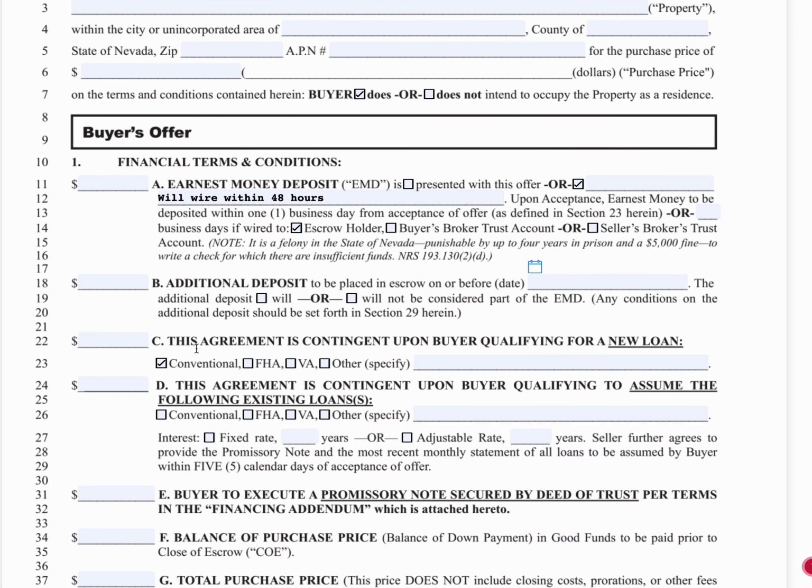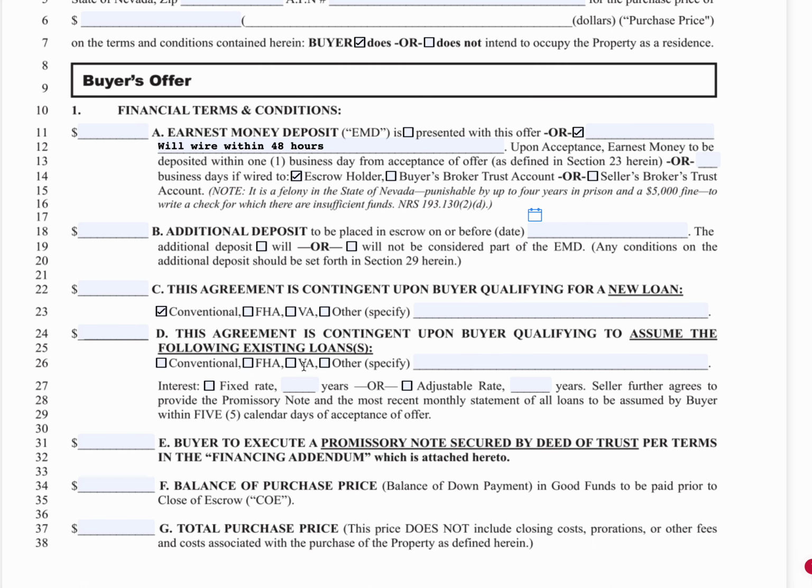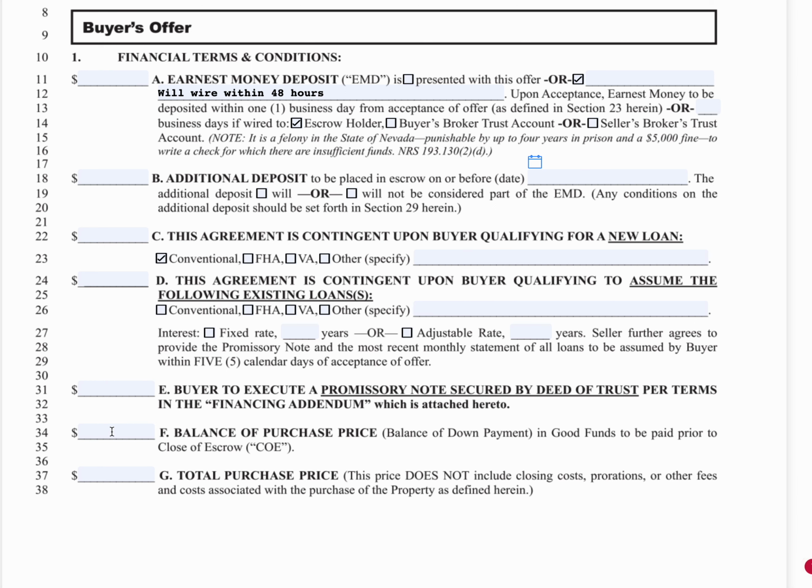Then right here, it's going to be based on if you are going to get a loan. It's going to be either conventional, FHA, or VA. And then of course, here is going to be the balance that is going to be required. If you are doing a standard loan, then depending on the amount that we decided you were going to come in with, if the total down payment was going to be 3%, 3.5%, 5 or 20%, or whatever amount that you guys decided on, it'll then be required here.